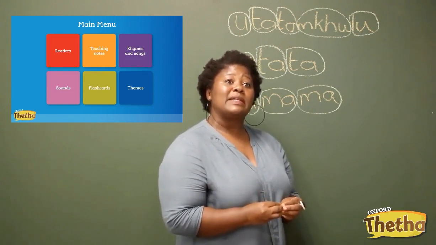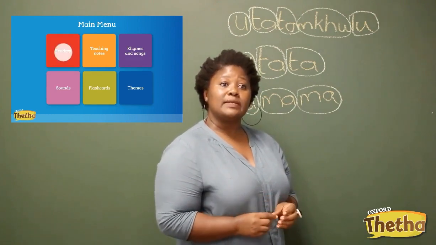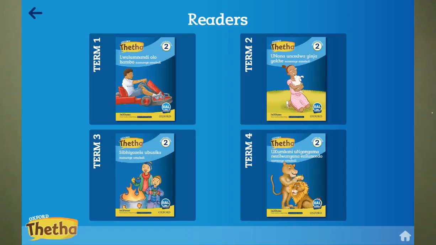Let's look at each of these buttons in turn. We will start with the readers. In grade 1, you will find 2 readers per term. In grade 2 and 3, there will be 1 reader per term, but each reader will have more than 1 story. Let's choose term 2.